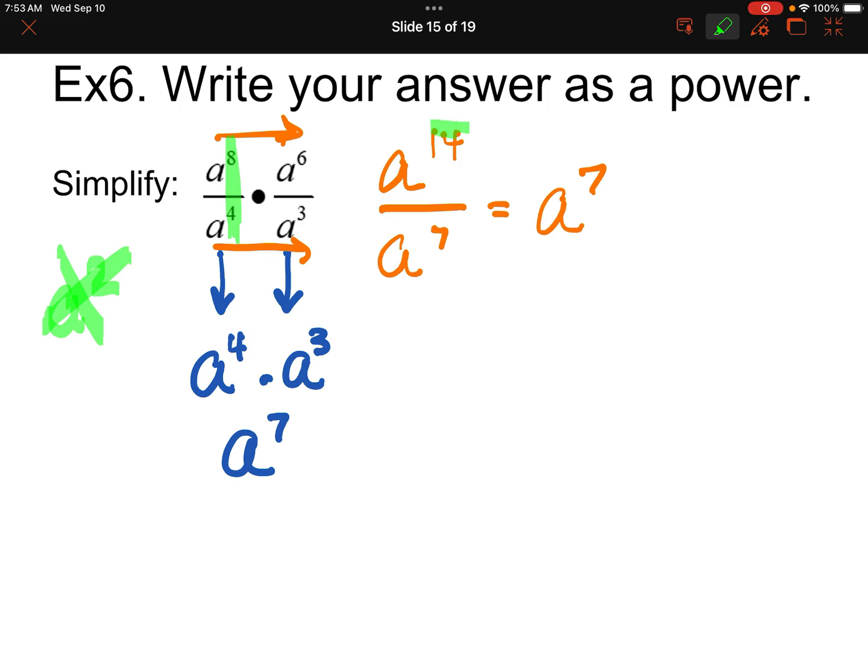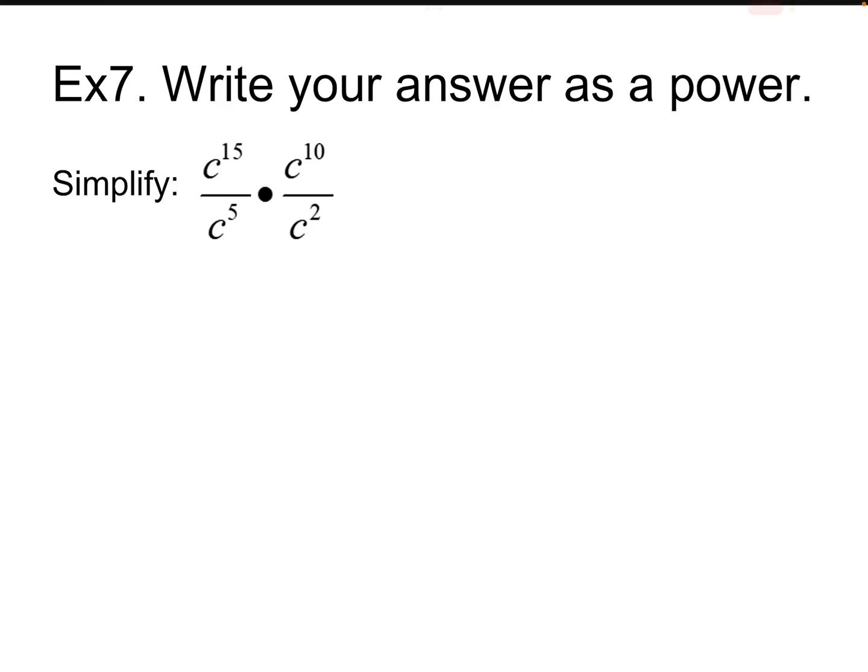Same thing here, a to the 14th, a to the 7th. I know there will be people that'll put a to the 2nd. It is not a to the 2nd. The rules have to be followed based on the product rule and the quotient rule of the exponents. When you see dividing, you're subtracting the exponents, not dividing the exponents. Try number 7.